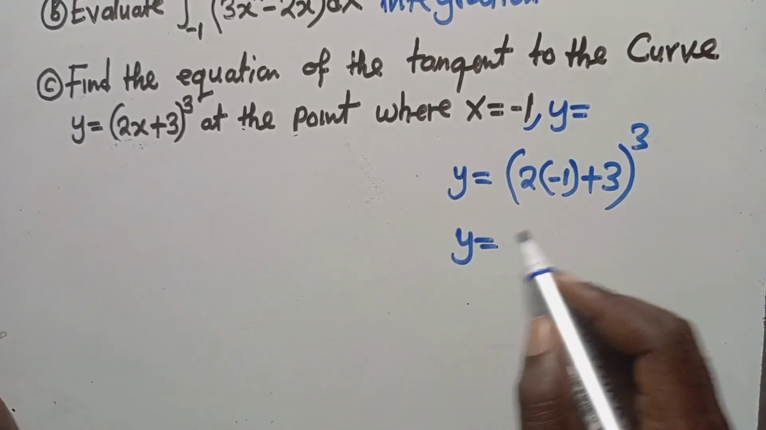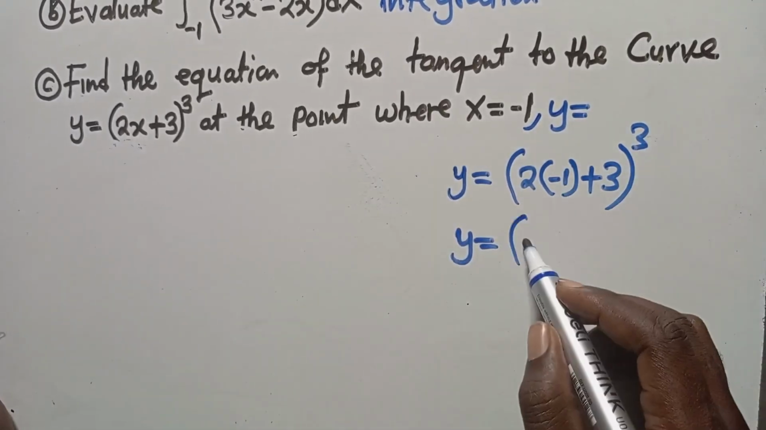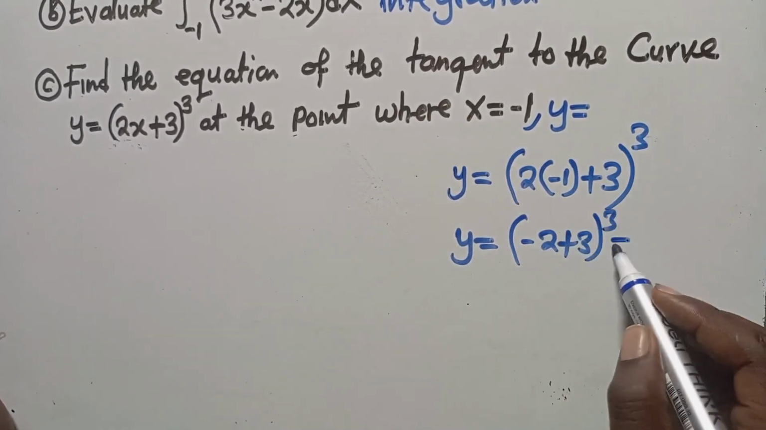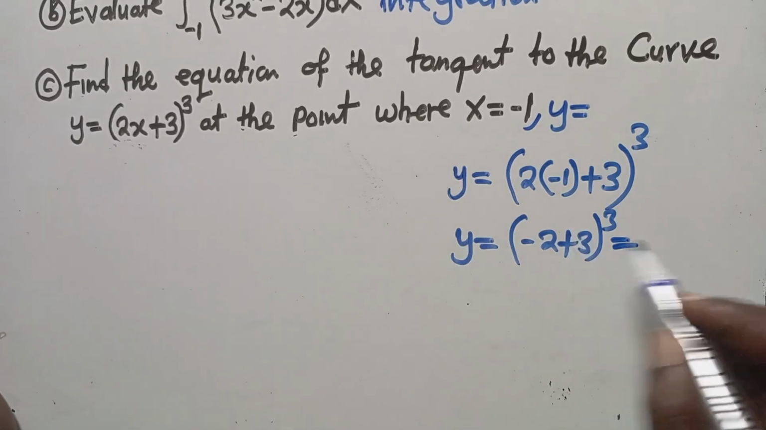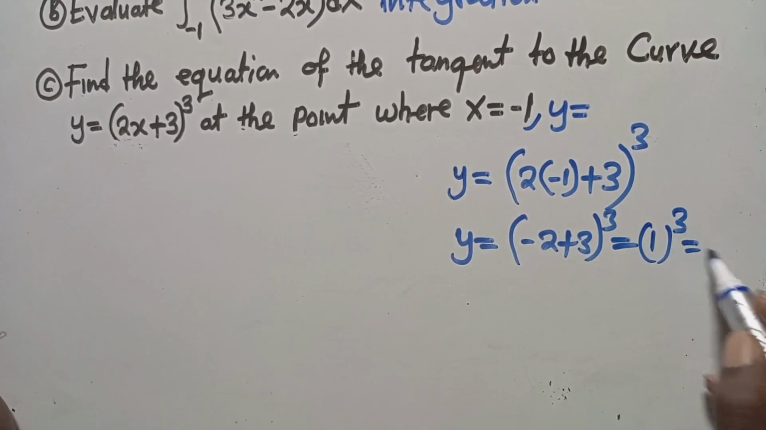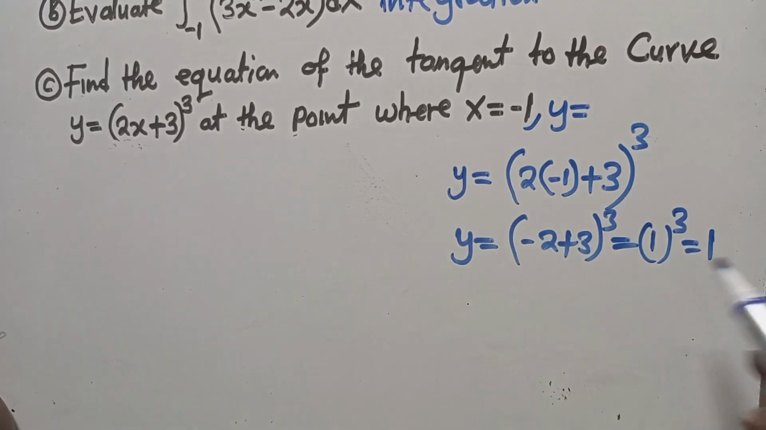What answer am I getting there? This is going to be negative 2 plus 3, cubed. This is just the same as what? So this is just the same as 1 cubed. Then the answer we are getting is just 1. So the answer is 1. y is equal to 1. So we found the value for y.